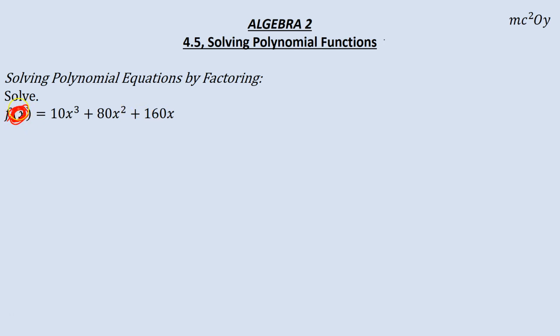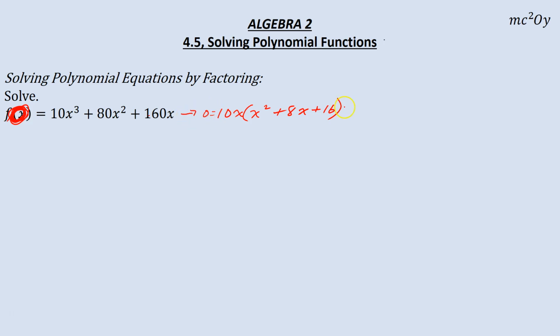Because if we set it equal to 0, replacing f of x with 0, we can use the zero product property. That means if I can factor this, get it into its factored version, then I can find the solution. I know 10, 80, and 160 I can take 10 out of. X cubed, x squared, and x, I can take an x out of. So 10x times what is 10x cubed? That's x squared. 10x times what is 80x squared? That is 8x. And 10x times what is 160x? That is 16. And remember, all that equals 0.